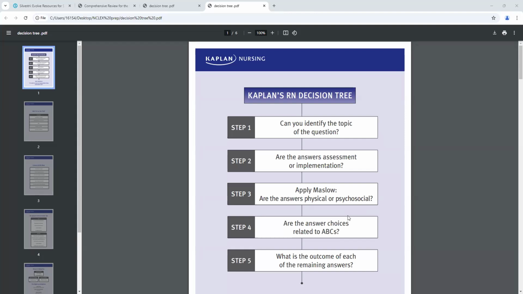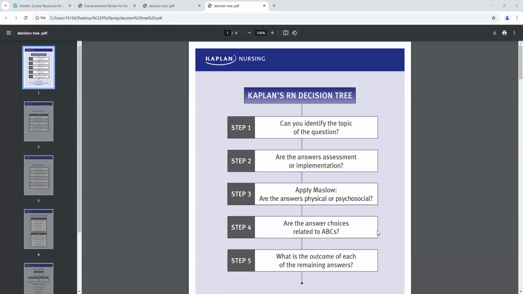Step four, are any of the answer choices related to airway, breathing, or circulation? And when you get to this, you may have some that are related to circulation. You may have some that are related to airway. You can put an A, a B, a C beside the answer choice that correlates with ABC, or just mentally take a note. But you're going to remember the airway trumps. Remember, airway trumps B and C. And then what is the remaining outcome of each answer choice? So as you have thinned out your answer choices, then you're going to look at the rationale.